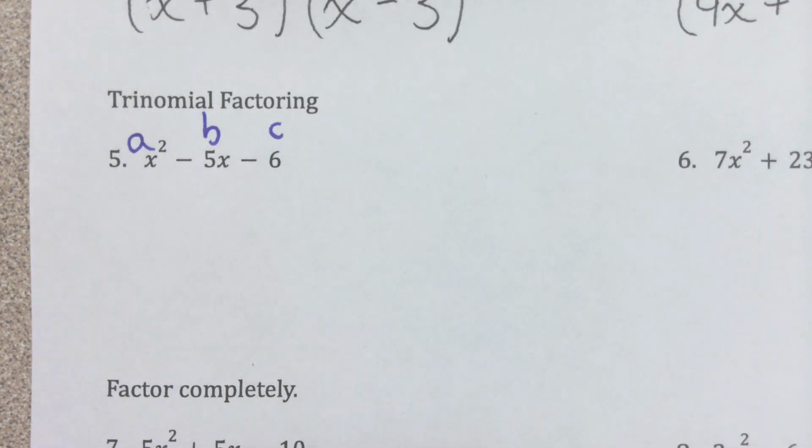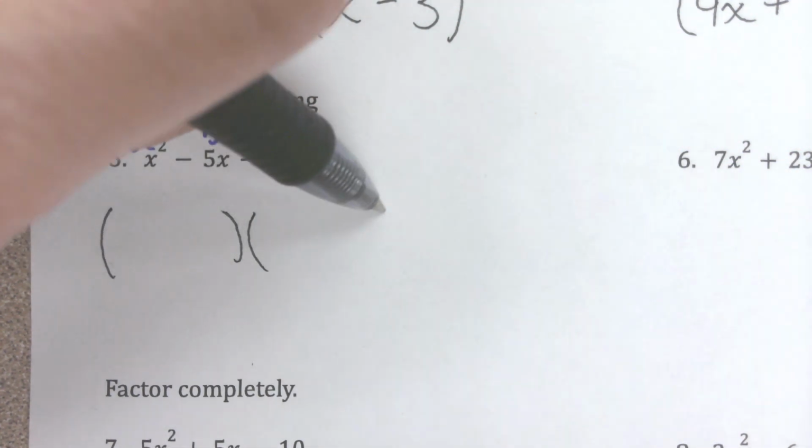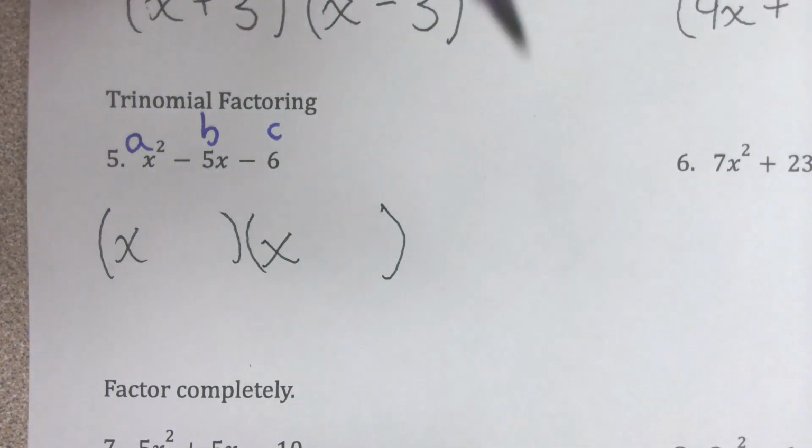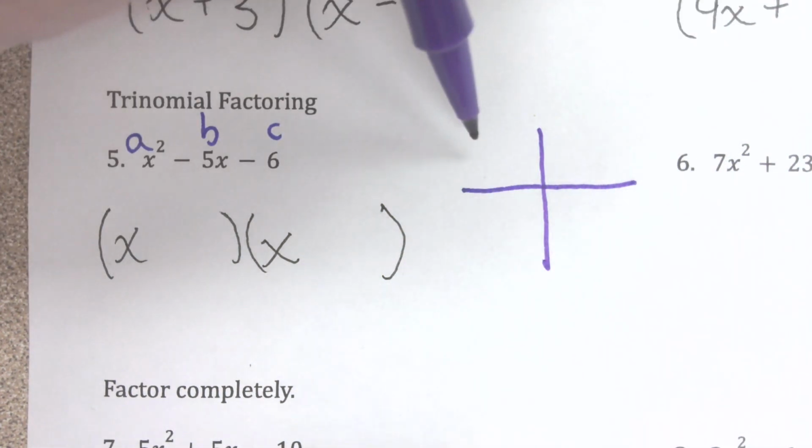All right. ABC. Our A here is 1, so this is going to be a very straightforward problem. First off, I like to set up my factors just like a template. X's go in the front. And then we make an ACB chart.